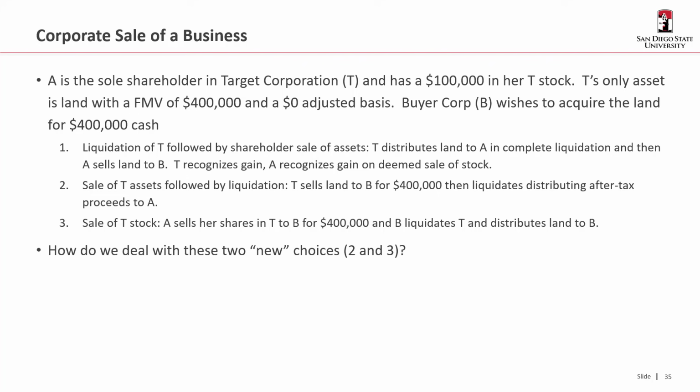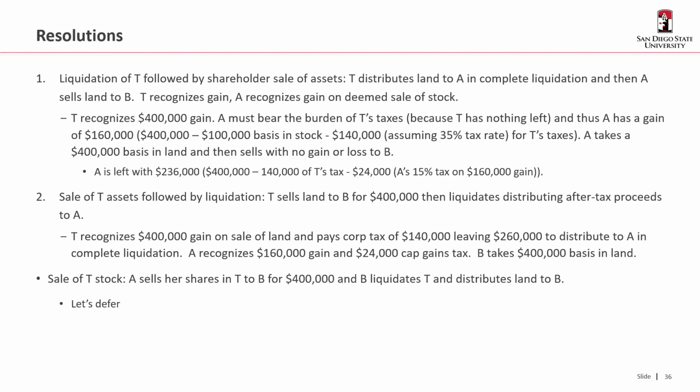That doesn't feel a lot different, but we'll unpack that a little bit. And then the third option would be, what if instead A just sells her shares in T to B for $400,000, and then B liquidates T and distributes the land up, let's assume that B is a corporation, which it is, in a 332. So how do we deal with these alternatives?